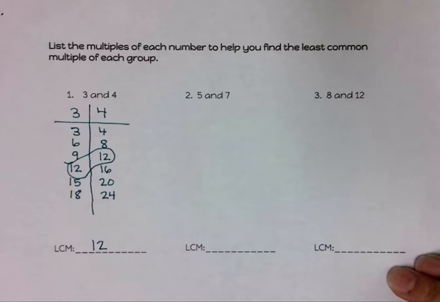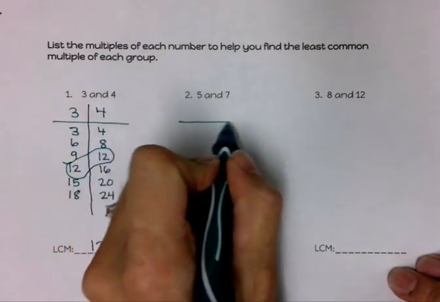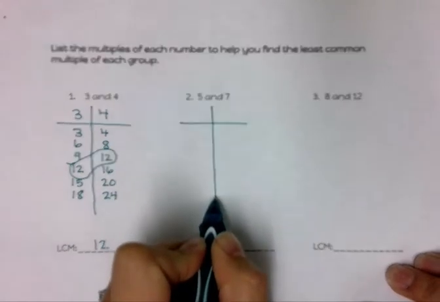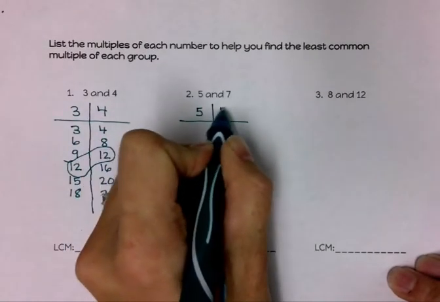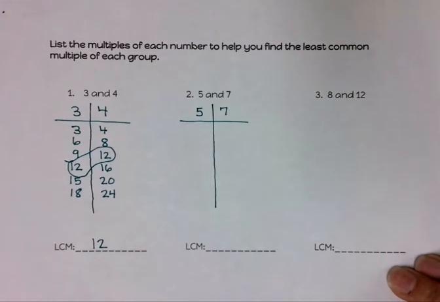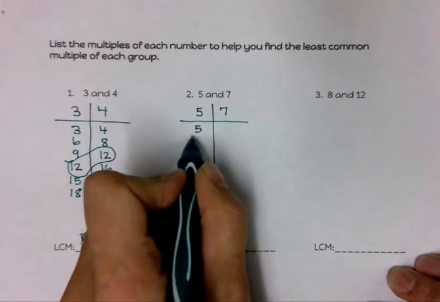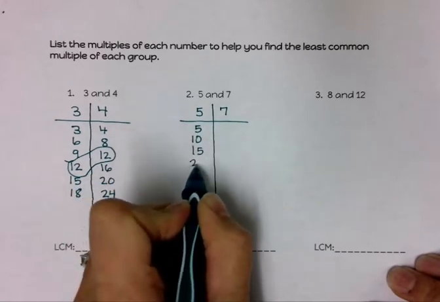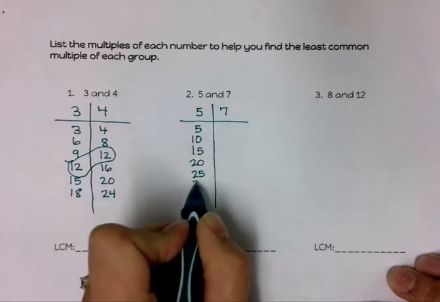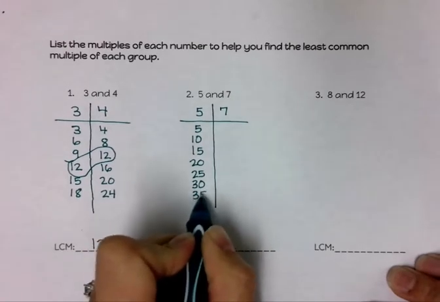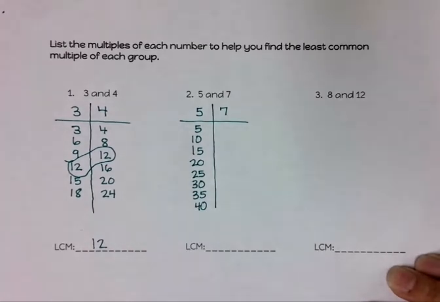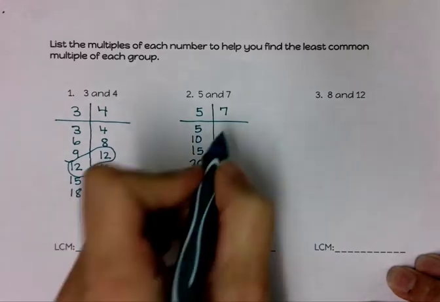Our next one is find the least common multiple of 5 and 7. I want you to go ahead and try this one on your own. All right, let's see how you did. Your multiples of 5 are 5, 10, 15, 20, 25, 30, 35, 40. Okay, let's list our multiples of 7.